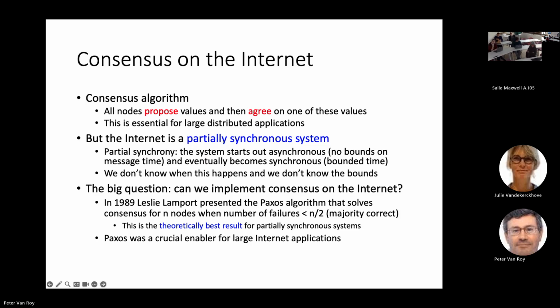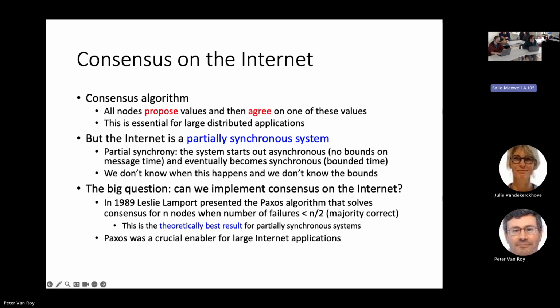So what is consensus? I've talked about consensus. It's a distributed algorithm where all the nodes propose a value, you run the algorithm, and then they all agree on one of those values. So they have to agree, okay? But the internet is not so simple. It's what's called a partially synchronous system. And it's very hard to write algorithms for this. It starts out being asynchronous, which means there are no bounds on message travel time. And eventually, which means after finite time, it becomes synchronous, where there are bounds. But the problem is you don't know when this happens, and you don't know the bounds.